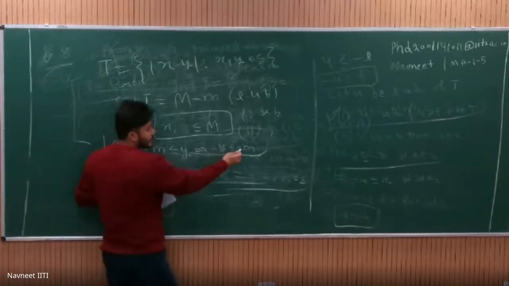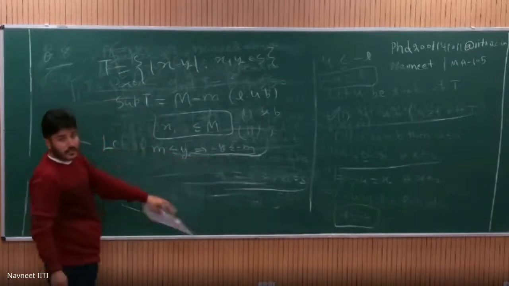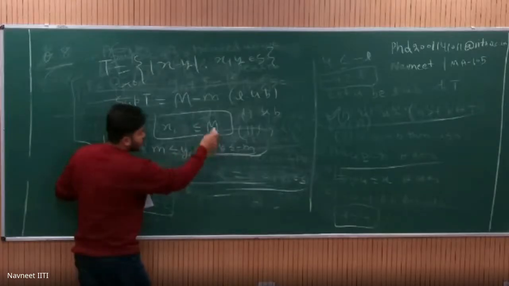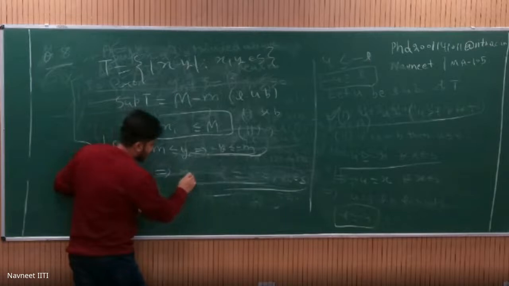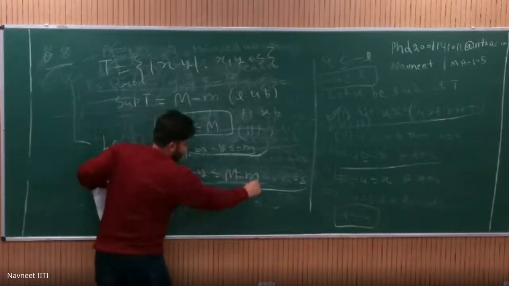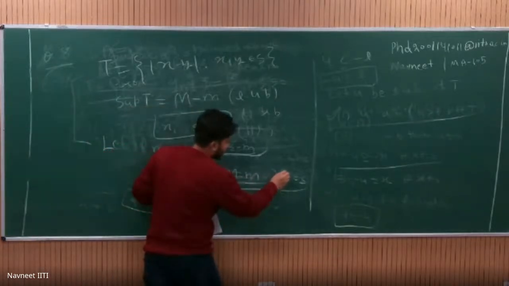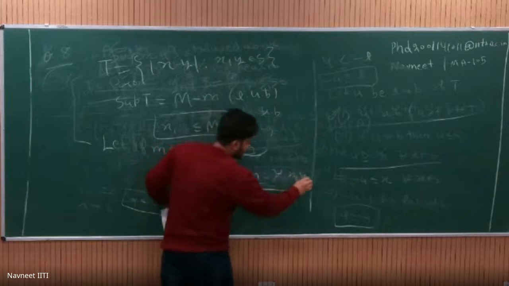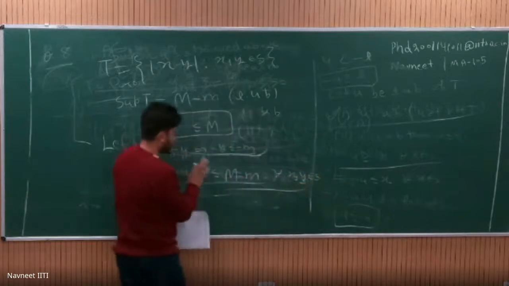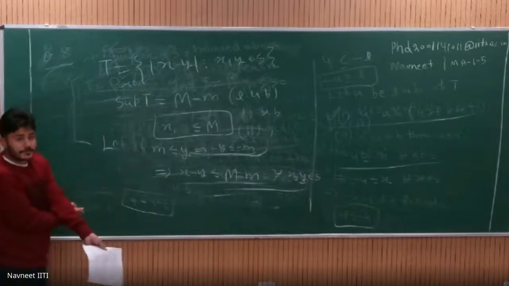This will imply minus y is less than or equal to minus m. Up to this, it's clear or not? Yes, sir. Now add these two inequalities. That means x minus y is going to be less than or equal to capital M minus m. And this is true for all x and y in S. You take any x and y, this condition is going to be true. Up to this point, it's clear or not?